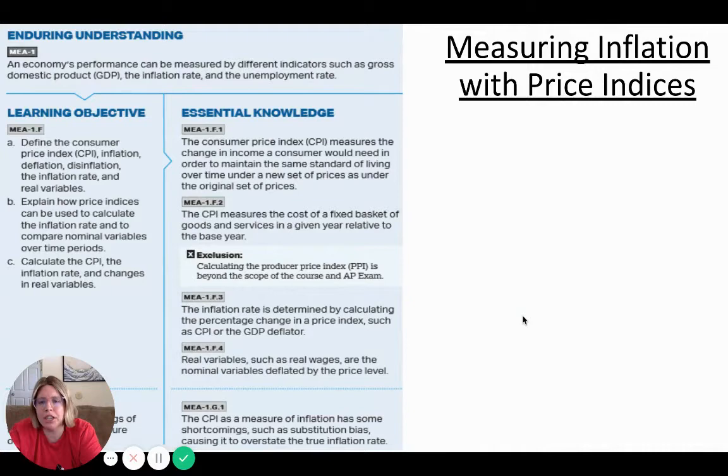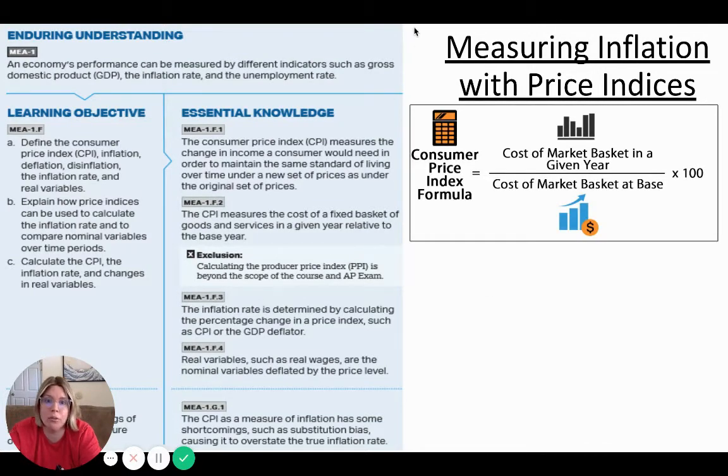So measuring inflation, we use price indices to measure inflation, basically. There's this consumer price index. There's a formula basically where you take your market basket in a given year and a market basket in your base year. Remember, it's all about that base, basically. So we basically want to compare to the base. It's where we have the constant unchanging dollars, that kind of stuff. And the market basket, remember, is just basically the typical goods and services that a consumer would buy.